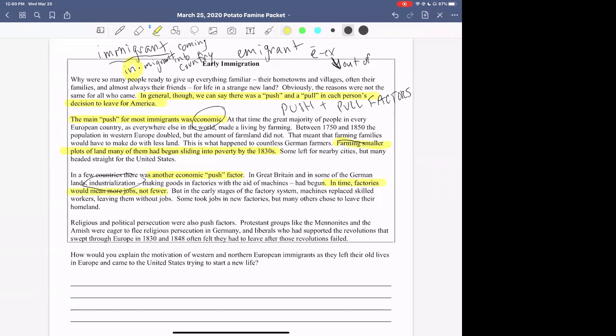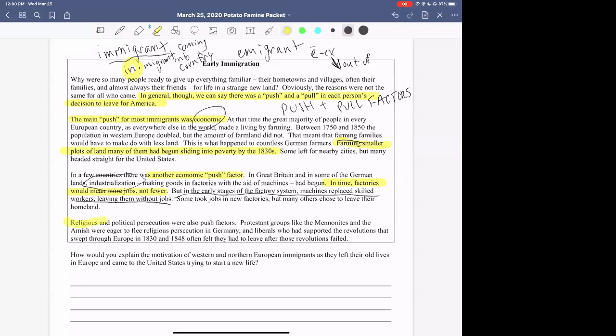But in the early stages of the factory system, machines replaced skilled workers, leaving them without jobs. So, we have some automation here. Some took jobs in new factories, but many others chose to leave their homeland. So many people are going to leave the country that they are in now and choose to immigrate to the United States. Religious and political persecution were also push factors.